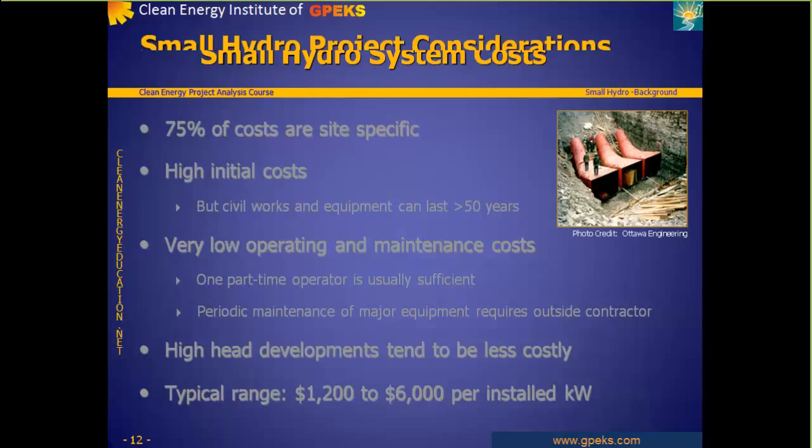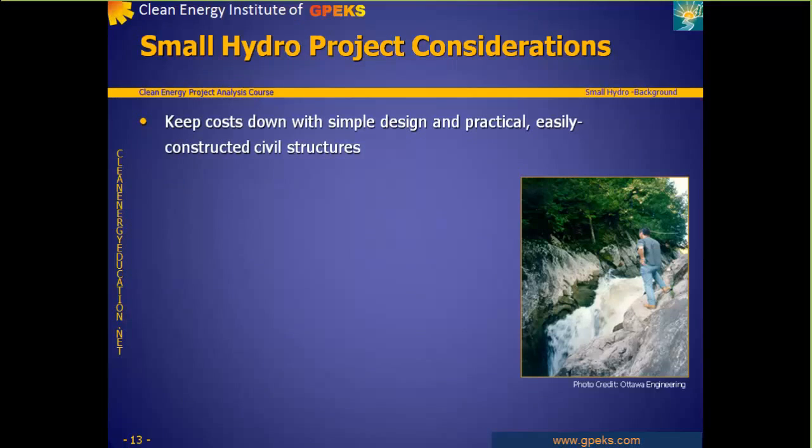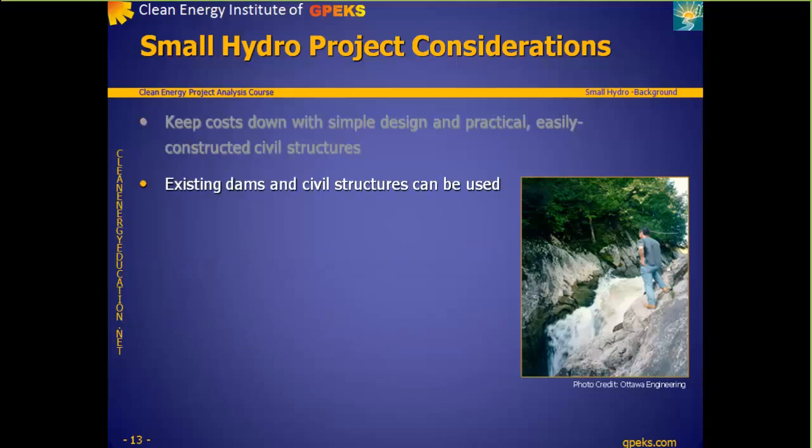Small hydro project considerations. With civil works typically accounting for 60% of the initial costs of a small hydro project, and with these initial costs being very high in general, the design and construction of the civil works merits special attention. Existing dams and civil structures, even those not originally built for power generation, may be reused, and this will reduce costs. Where this is not possible, past experiences have shown that simple designs and practical, easily constructed civil structures help keep initial costs down.